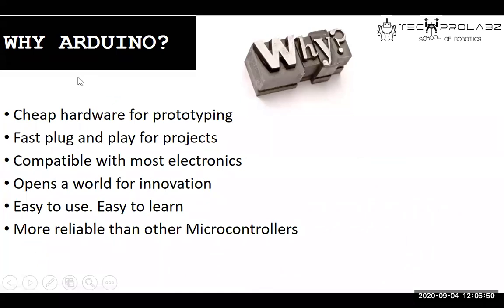Then I told you about why we are using Arduino, right? I told you that it is very cheap. If we compare the price, a normal microcontroller will come around 2,000 to 3,000 rupees, a Raspberry Pi comes around 5,000 rupees, but Arduino will come around 400 to 500 rupees. So it is very cheap. And all the other things we talked about: fast plug and play, compatible with most electronics, easy to use and more reliable than other microcontrollers, right?